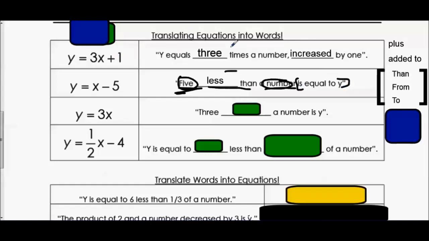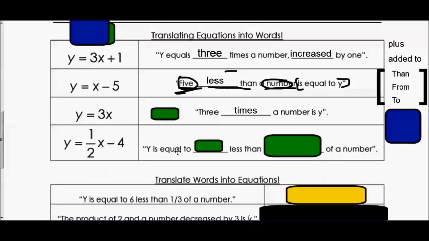The third one, that one's straightforward. 3 blank a number, 3 times a number is y. Again, we see the equation flipping, but that's okay. We could have the 3x in front and then the y on the right side. It's the same exact equation.